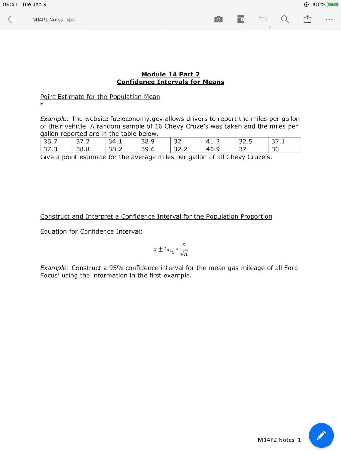So the first thing we need to talk about is a point estimate for the population mean. The best estimate for the population mean is going to be the sample mean.